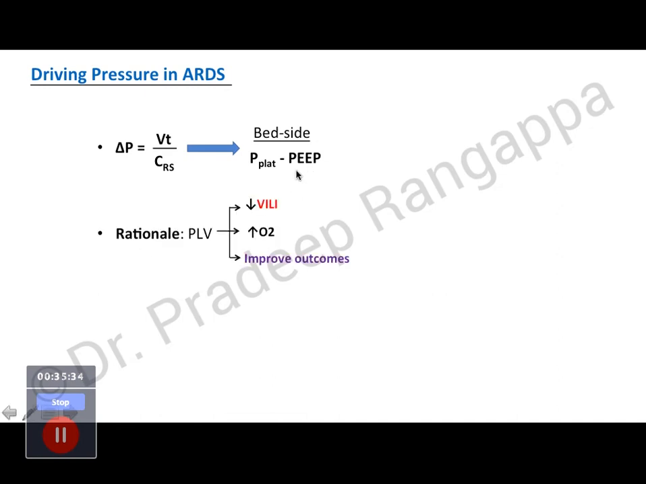So this is what we have understood. The rationale for protective lung ventilation, which I am again repeating, is to reduce the VALI, ventilator-associated lung injury, improve the oxygen and improve the clinical outcome. We do this, again I am repeating what I have already said, by adopting low tidal volume, low plateau pressure, high PEEP.